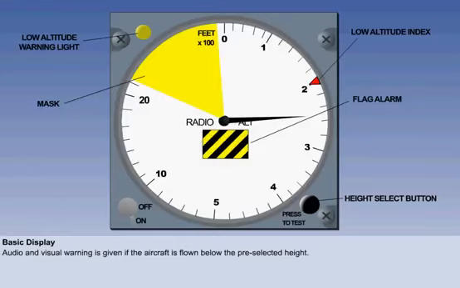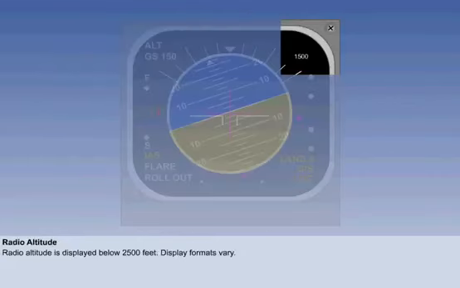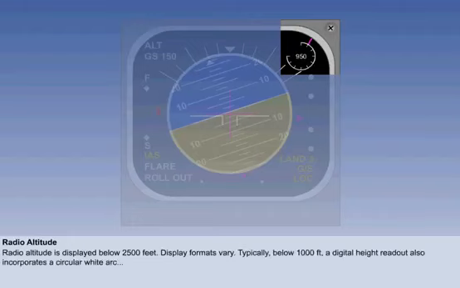Where the display is integrated into an EFIS, it can vary with the manufacturer and the vintage of the electronics. However, a common Boeing format is illustrated here. Below 1,000 feet, the digital readout continues, but the display changes to incorporate a circular white arc, which is graduated in 100-foot increments.